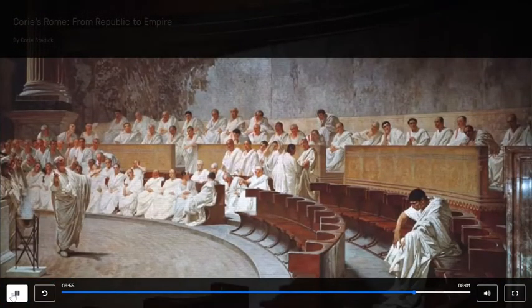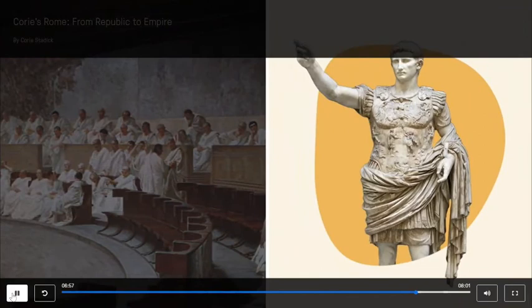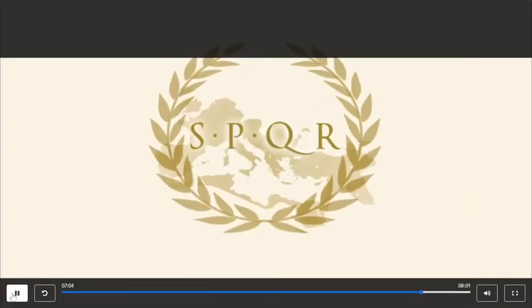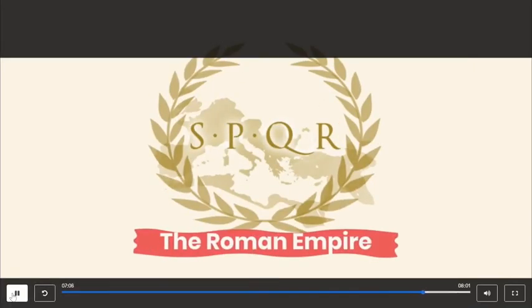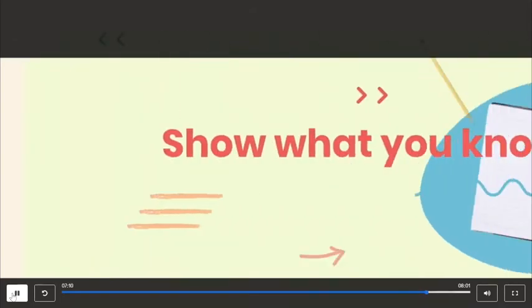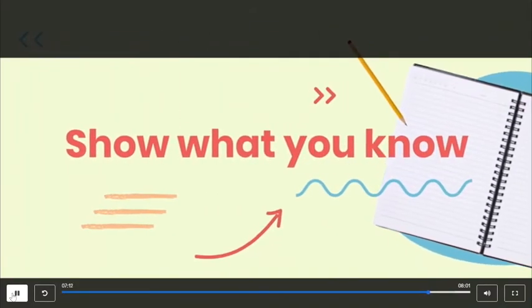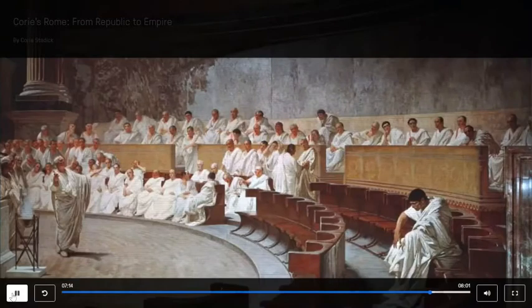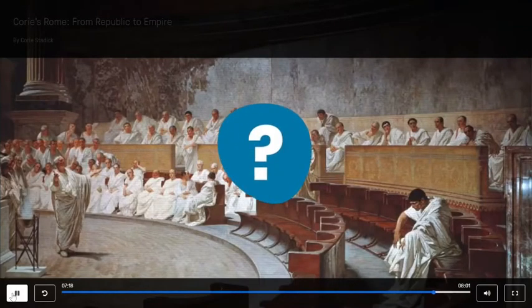The Senate continued to exist, but true power resided in emperors like Augustus who passed their vast powers to unelected successors. For the next 400 years, the Roman Empire would dominate the Mediterranean world. Now it's time to show what you know. Think back to the events that led up to the creation of the Roman Empire. What events marked the beginning and end of the Roman Republic?